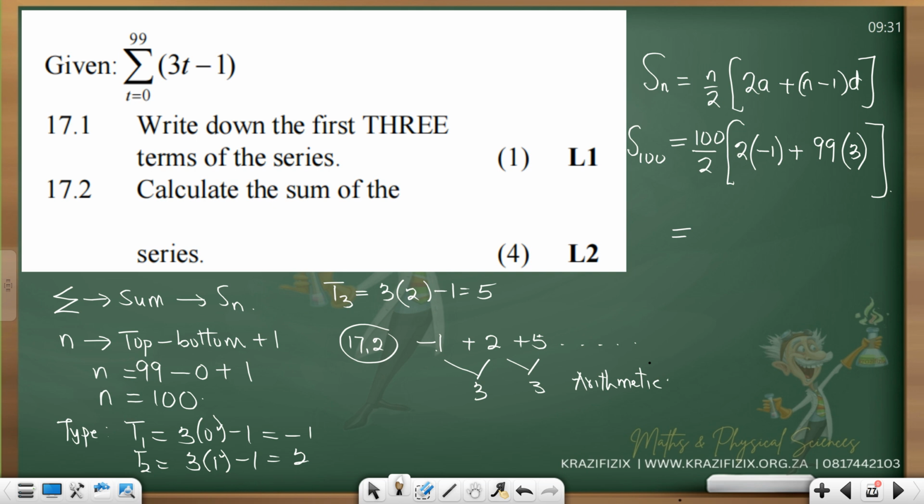And my question would be, is everybody okay? Step by step, you just get 14750. I want you to get to a point where you can interpret.